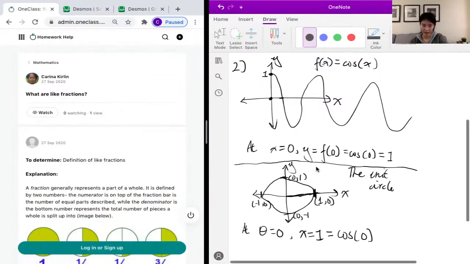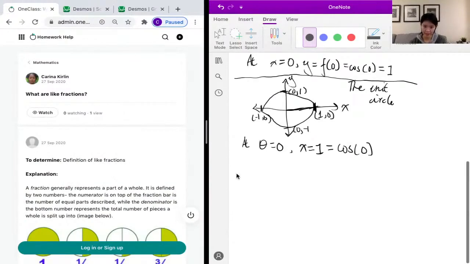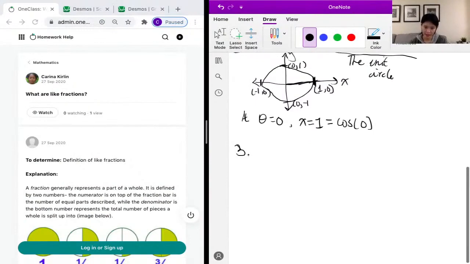Okay, the next problem here is asking us what are like fractions. So basically, fractions, let's first talk about fractions quickly. Fractions have a numerator, which is the number on top, and a denominator.